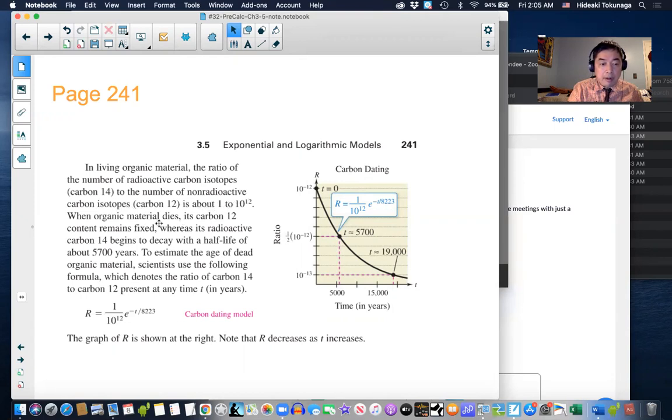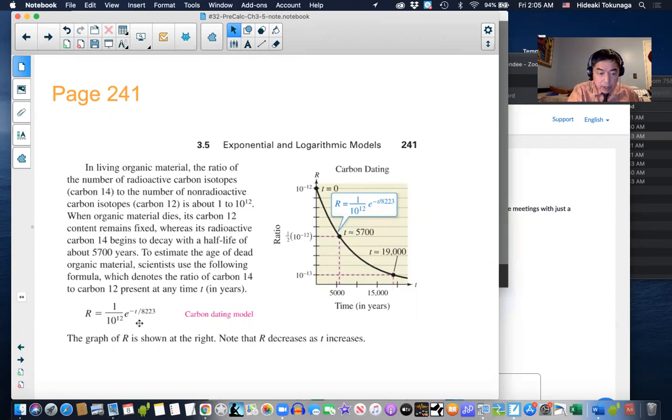When organic material dies, its carbon-12 content remains fixed, whereas radioactive carbon-14 begins to decay with a half-life of about 5,700 years. To estimate the age of death of organic material, scientists use the following formula. This is the formula we have to carry on to the next question too.